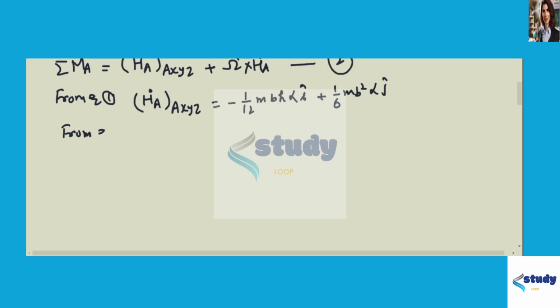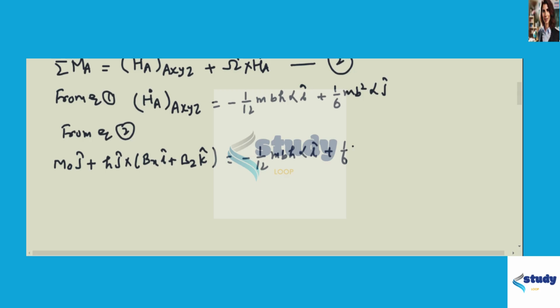From equation 2 we can write M0 j cap plus h j cross Bx i cap plus Bz k cap, the dynamic reaction at B point, is equal to minus 1 by 12 m b h alpha i cap plus 1 by 6 m b square alpha j cap plus 0, since initial angular velocity is given 0.